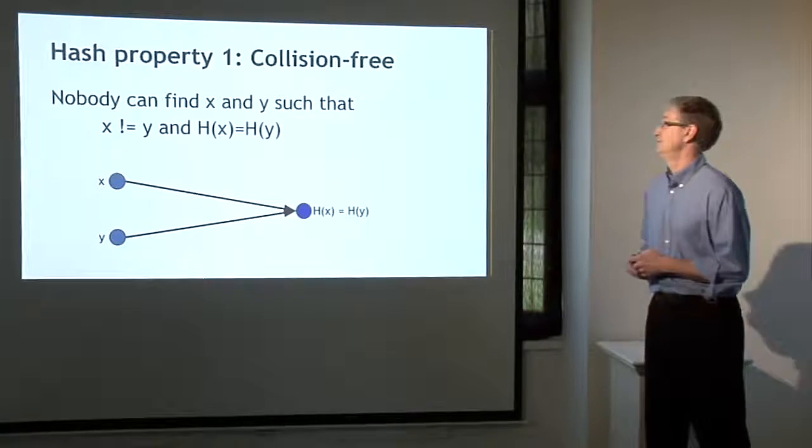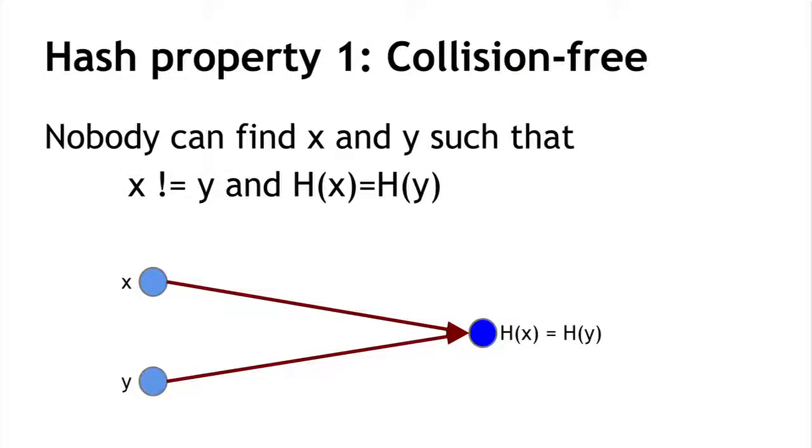So first, collision-free. The first property that we need from a cryptographic hash function is that it's collision-free. And what that means is that nobody can find values x and y such that x and y are different, and yet the hash of x is equal to the hash of y. If we look at the operation of the function as depicted by one of these red arrows, here's x and H of x, and here's y and H of y, then nobody can find a situation like this, where you have an x and y that are separate, and yet when you hash them, they hash to the same value. Now, one thing to notice is that I said nobody can find. I didn't say that there is no collision. Because if you think about it, there has to be a collision.